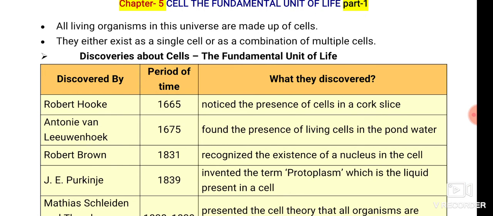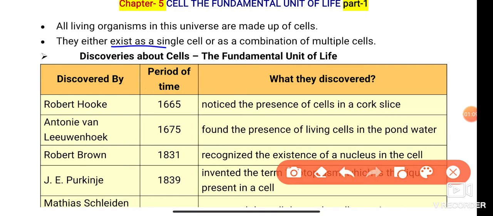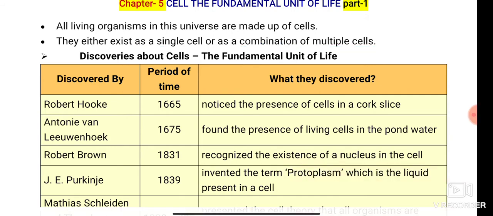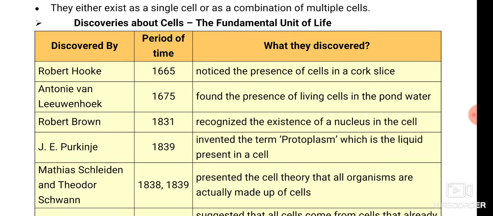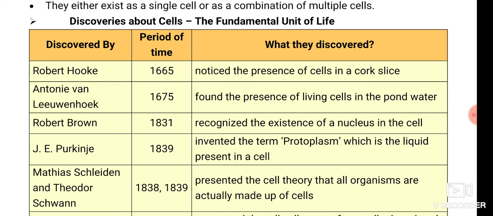They either exist as a single cell or a combination of multiple cells. They either exist as a single cell, that is unicellular, or a combination of multiple cells, that is called multicellular. Now we discuss discoveries about cells and the fundamental unit of life.